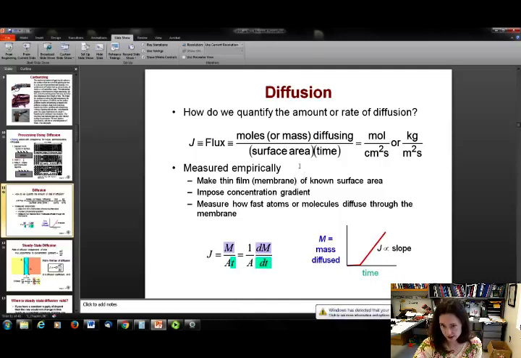This is measured empirically. Basically, you can make a thin film or a membrane of some known surface area and then impose some sort of concentration gradient on it so that you put more of whatever you're trying to diffuse on one side than the other, and then measure how fast this happens, how fast it moves across the membrane in that unit time.